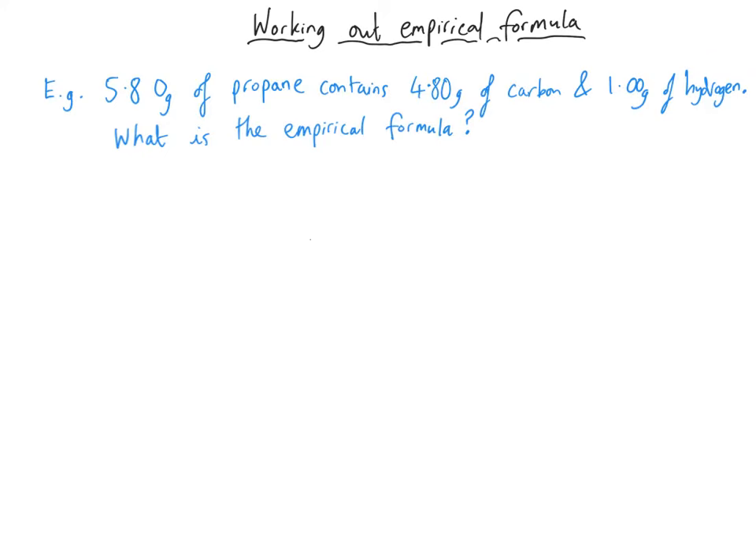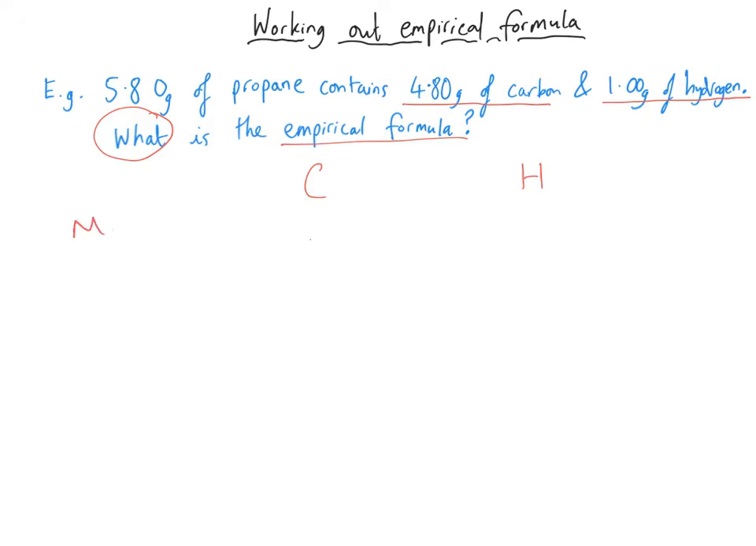And so let's imagine we've been asked this question. 5.80 grams of propane contains 4.80 grams of carbon and 1.00 grams of hydrogen, and our command is: what is the empirical formula? So we're going to set this out in a similar sort of way to a reacting mass calculation. We need to have the elements that are in the compound along the top. There's only 2, so we can use plenty of space. Squash them up a bit more if there were 3.